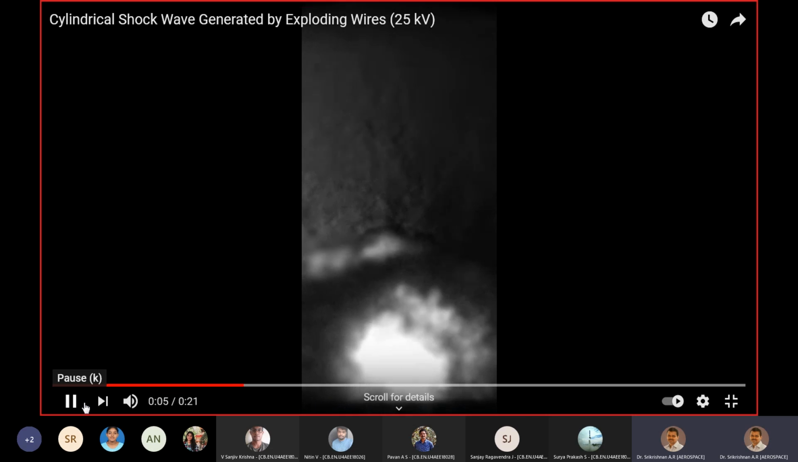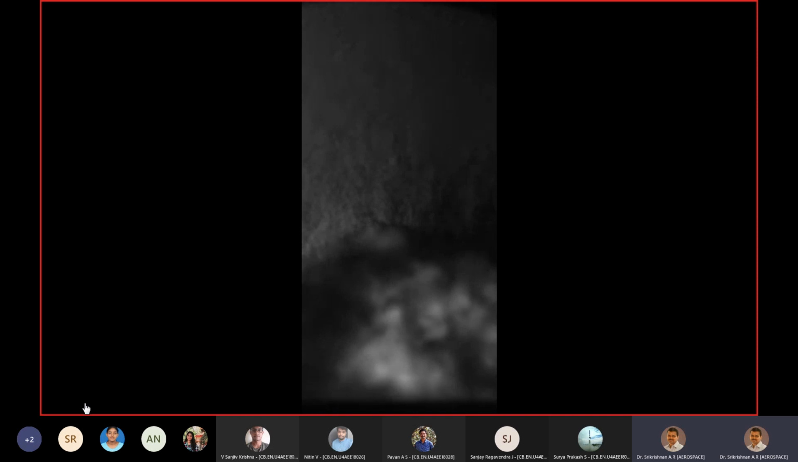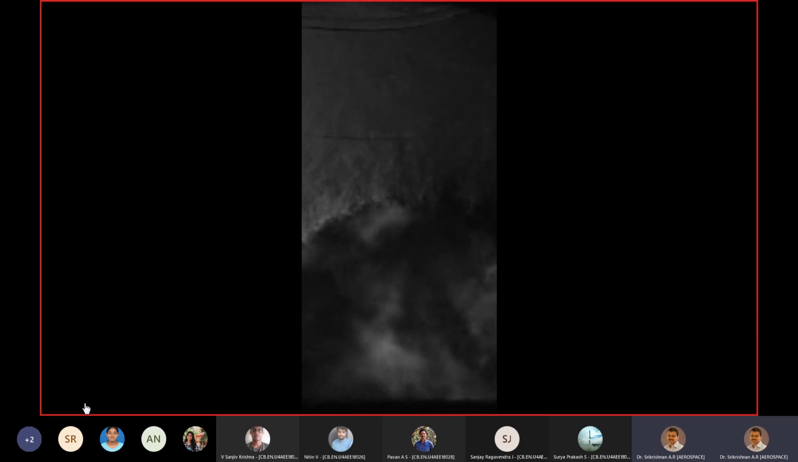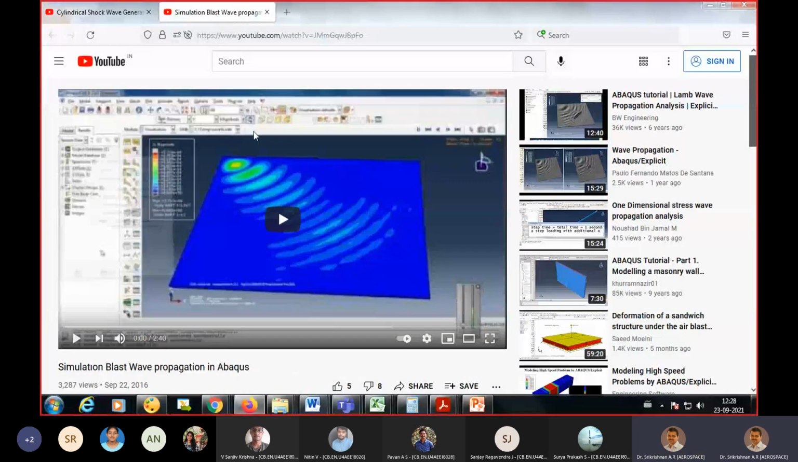This is a picture, or this is a visual. This is visually how it looks when you have an explosion or a blast wave being photographed, provided it's of a cylindrical source. I'll just stop this and then try running this.